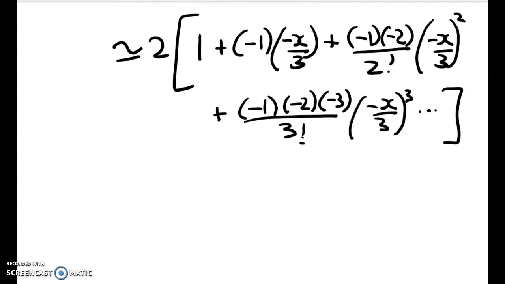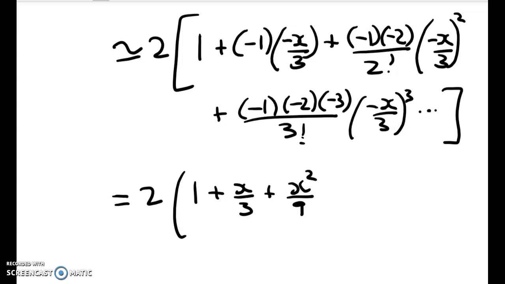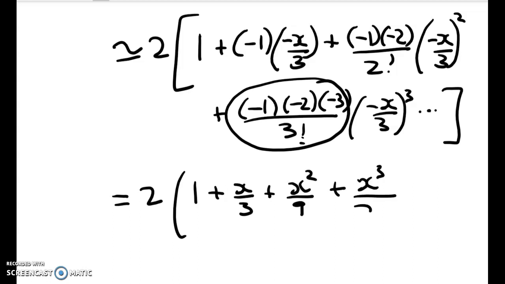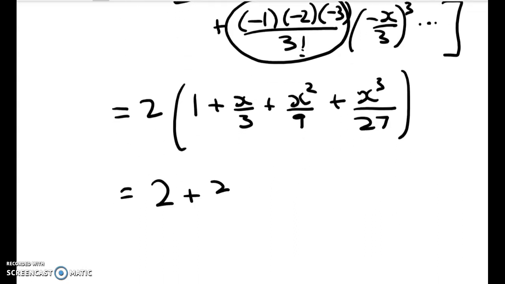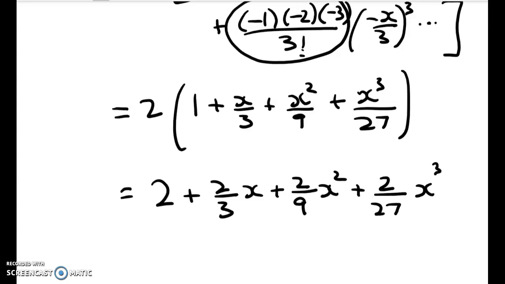Right, what we've got to do now is to clean that up. So that equals 2 times (1 plus x on 3 plus x squared on 9. Here, this works out to be negative, so it's going to be plus x cubed divided by 27). So it's 2 plus 2/3 x plus 2/9 of x squared plus 2 over 27 x cubed. I'm writing it like that with the coefficients sitting up the front because I'm going to have to combine these with the next bit in a minute.